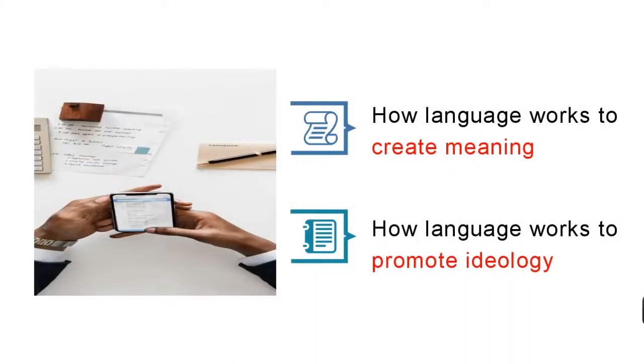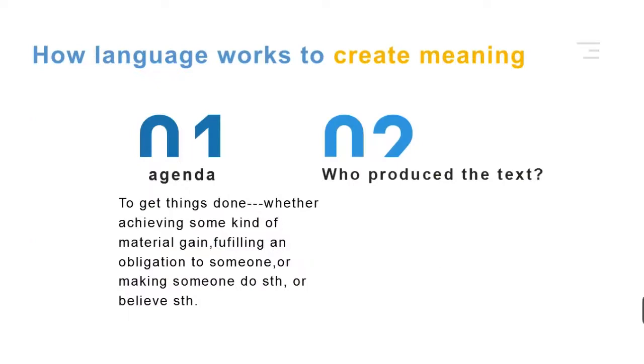So in this part, we'll mainly focus on two aspects: how language works to create meaning and how it works to promote ideology. Okay, the first aspect, how language works to create meaning. The first keyword is agenda. Anytime a person uses a semiotic system like language to make meaning, they always have an agenda. We produce text in order to get things done, whether achieving some kind of material gain, fulfilling an obligation to someone, or making someone do something or believe something. We judge how successful our texts are by how well they help us to realize our agendas.